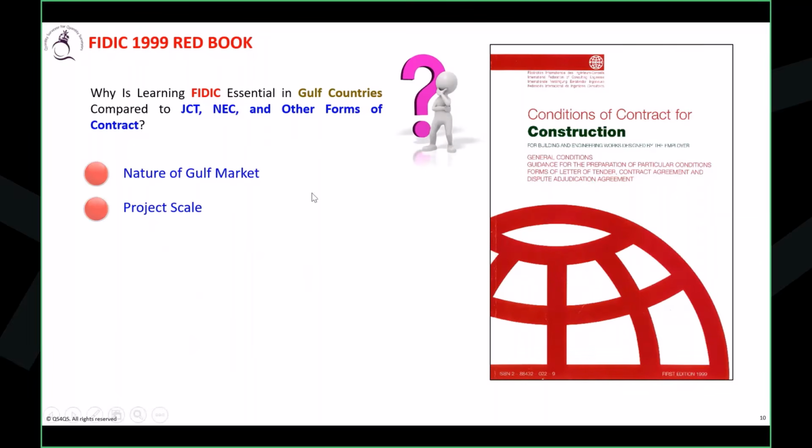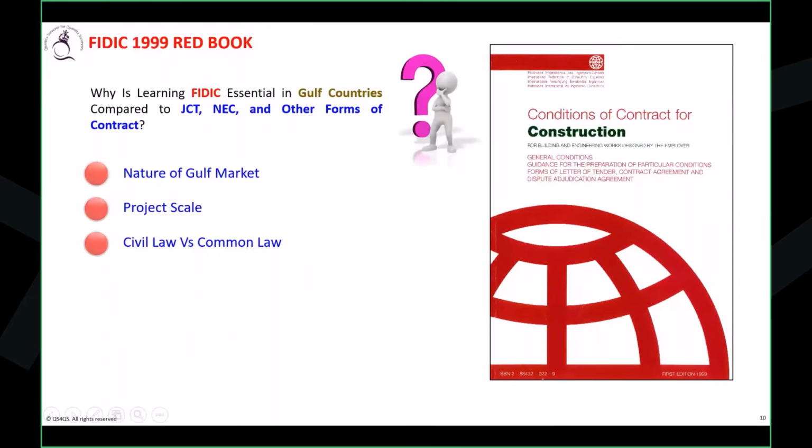Some other reason means the law. Do you know what a civil law and the common law are? Maybe some of you don't know about this. Let me ask you a simple question. What law is used in the UK, common law or civil law? They follow JCT and NEC, but what type of law are they using? Okay, they are using the common law. But in UAE or Saudi Arabia, like all Gulf countries, what law are they using? They are using the civil law.